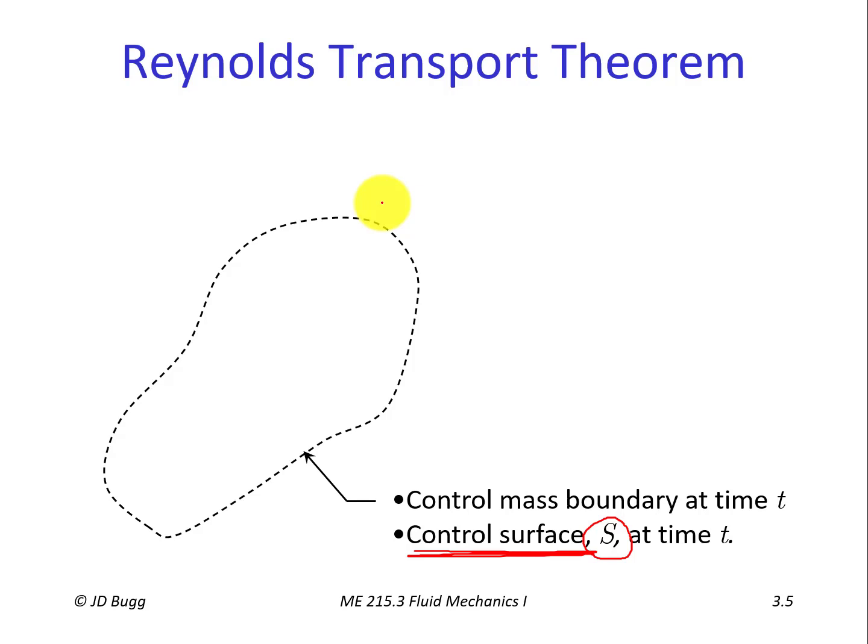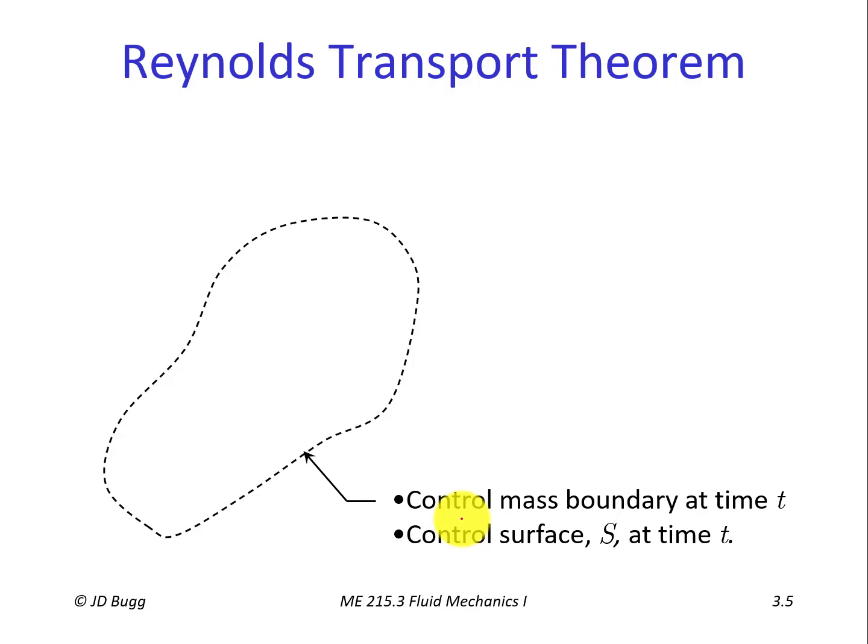That's the region of space that we're studying. That's our control volume. Well, that same line at time t is also a control mass boundary. So at time t, our control mass, which we're going to study, and our control volume are exactly the same thing. They coincide.